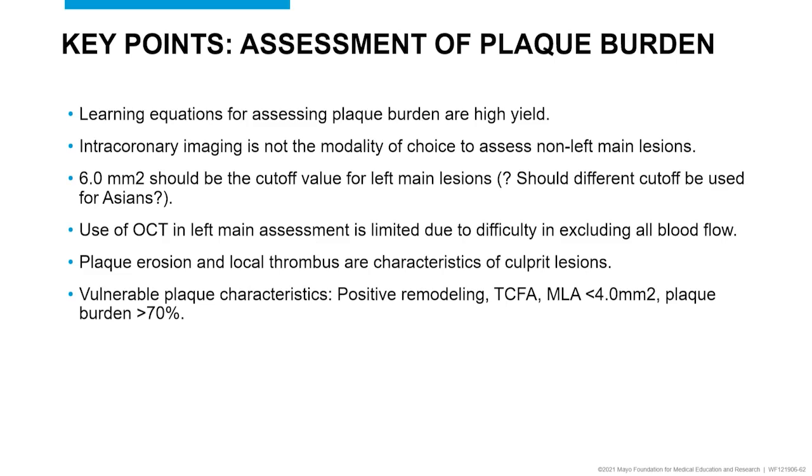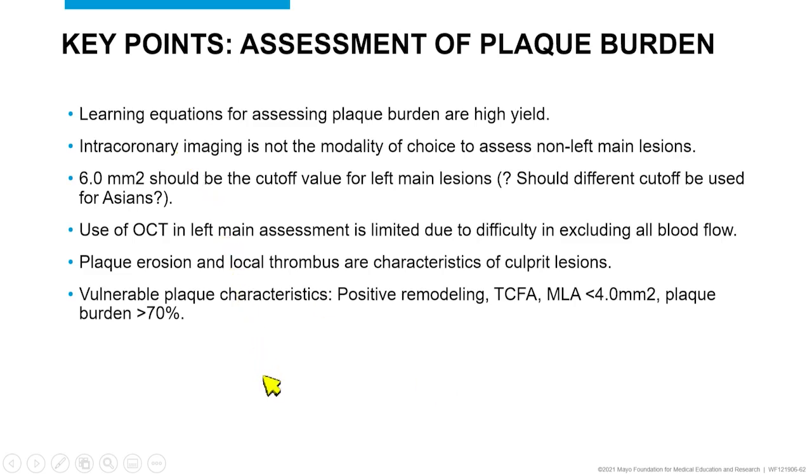I would again emphasize that you should pay attention to the equations for assessing plaque burden because they're frequently tested on the boards. You should not use intracoronary imaging as a modality of choice to assess the significance of non-left main lesions. You shouldn't use it to make a decision about stenting. 6 millimeters squared is the cutoff for left main lesions, and the use of OCT in left main assessment is limited because of the difficulty that you'll have in excluding all blood flow. So typically we use IVUS for that.